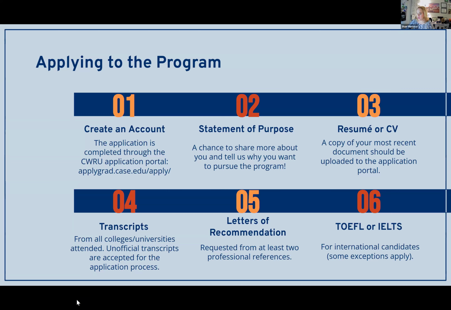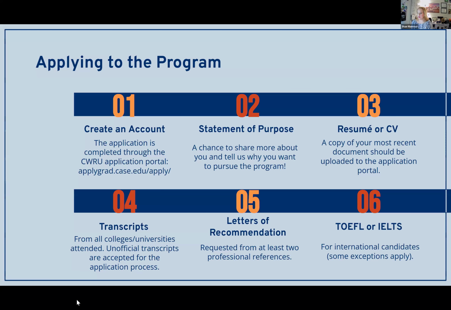So how do you apply to the program? It is pretty simple. First, you will create an account through the CWRU application portal, which can be found on our website. Within that portal, of course, you'll answer some basic demographic questions like name, age, all that good stuff. But in addition to those basic forms that you'll fill out, you will upload a statement of purpose. So we say this is really a chance to share more about you, why you want to join the program, and kind of what you hope to do post-graduation should you be accepted to the program.